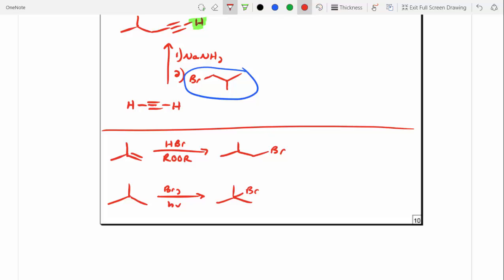Now, how can we continue on? We've got the bromine coming off of the more substituted carbon, but we need it coming off of the less substituted carbon. E2 elimination. Okay, so we could do something like sodium ethoxide.